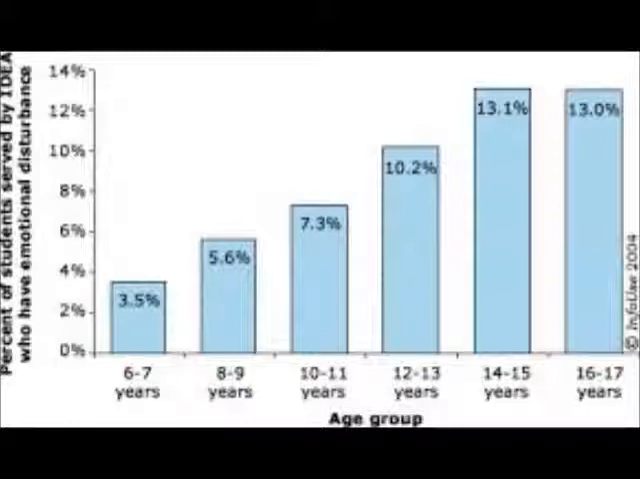This is important. Okay, so I mentioned before, there are 3 students in this classroom that have IEPs. One student was diagnosed with having ED, emotional disturbance, which is a rare diagnosis for a 6-year-old. According to a 2014 study, 3.5% of 6 to 7-year-olds were diagnosed with having ED.